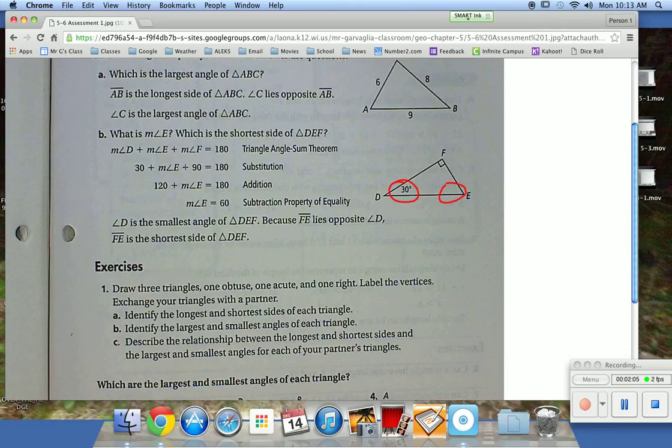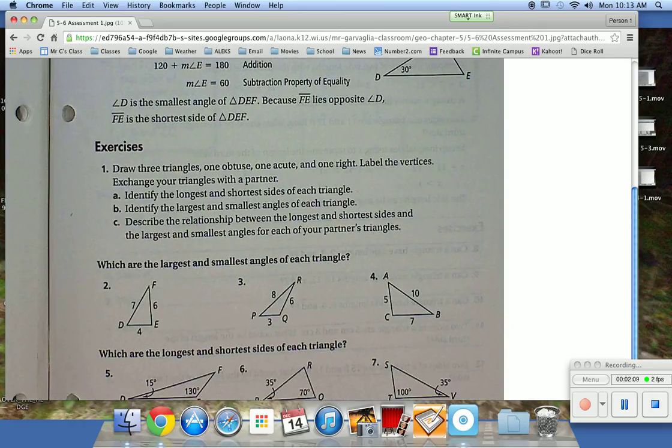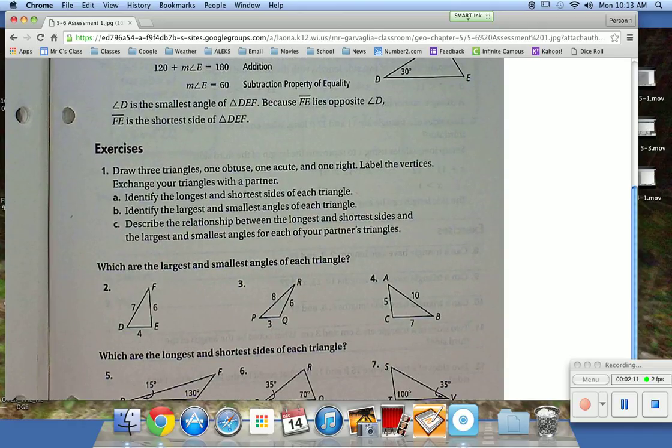One is going to ask you, draw 3 triangles, one obtuse, one acute, and one right. What's an obtuse? What's an acute? What's a right? What kind of triangle is that one? Acute. Why would it be an acute triangle? All angles are less than 90 degrees.